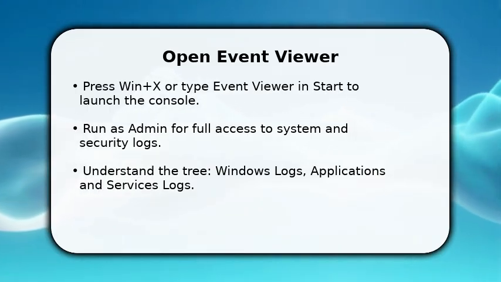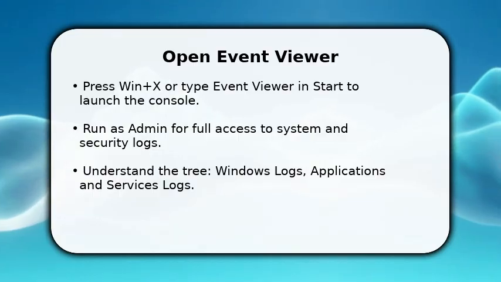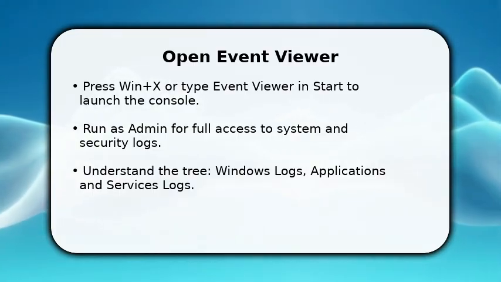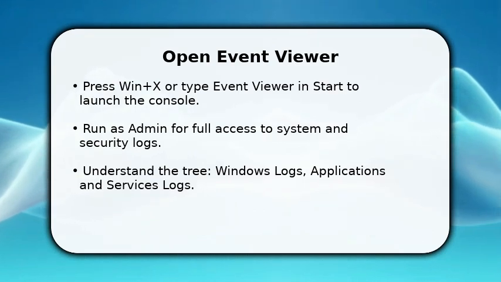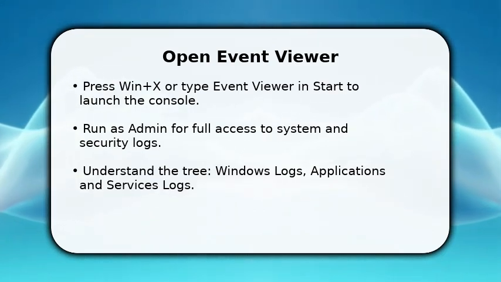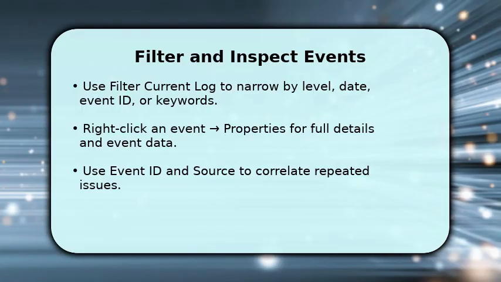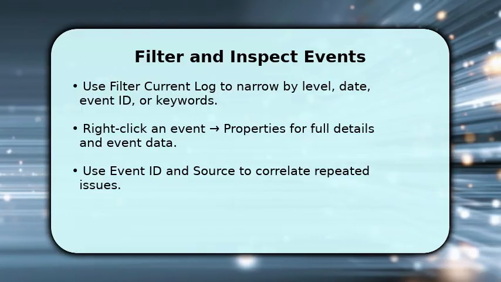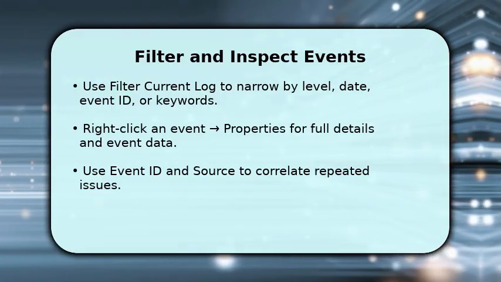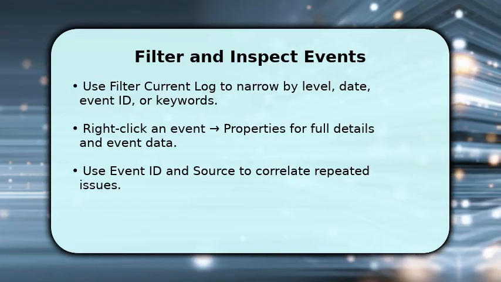While you click a log, the center pane loads events. This is where you begin triage and decide which event ID or time ranges to investigate next. Once you've selected a log, immediately apply Filter Current Log to reduce noise. Pick levels: error, warning, information, date range, and specific event ID or keywords.